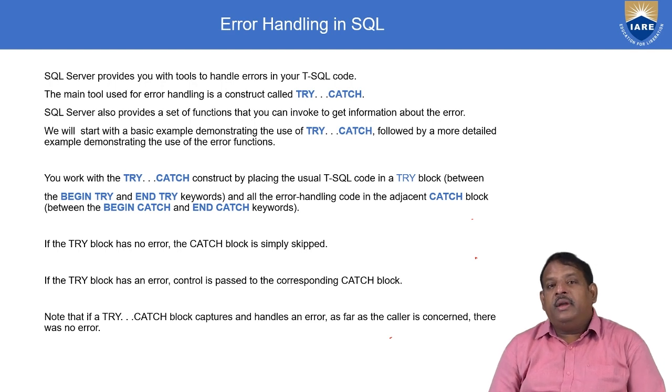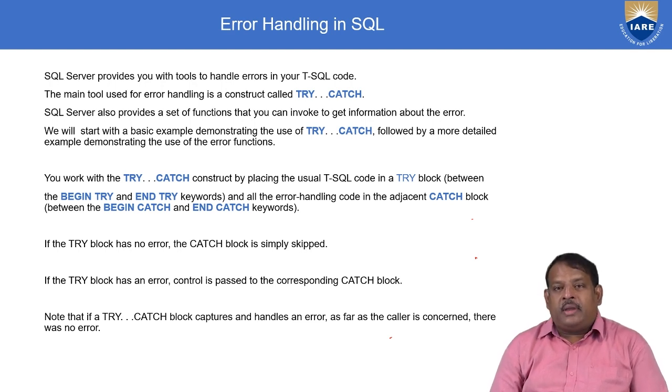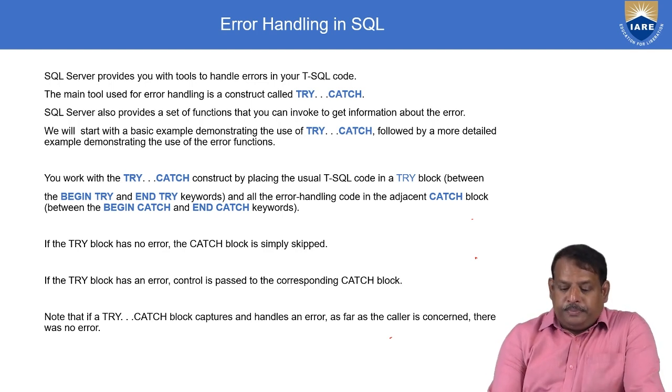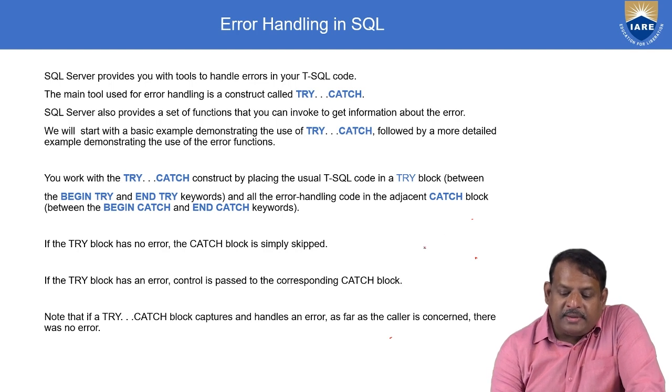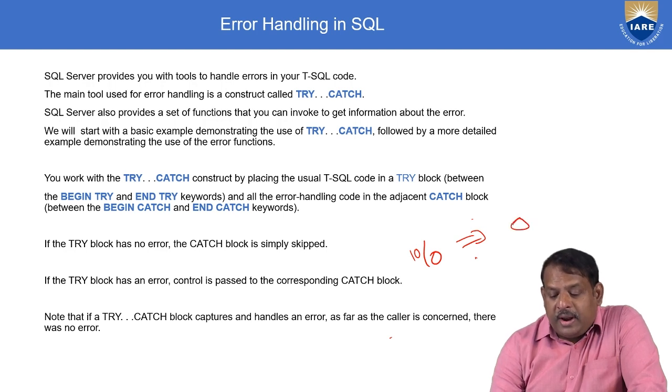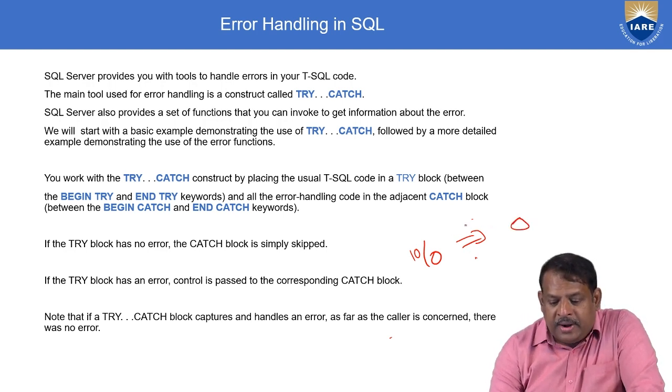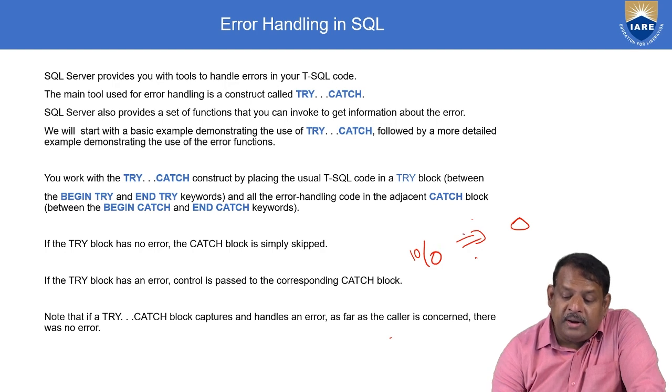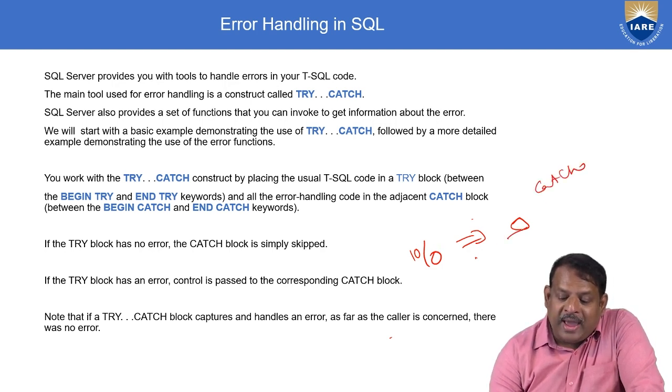Note that if a try catch block captures and handles the error, as far as SQL is concerned, there is no error. So, for example, if you write a statement directly like 10 by 0 in your SQL query analyzer window, you're going to get an error. Same thing if you write it in your begin try and catch block. In the catch block, you'll catch this exception and handle it.